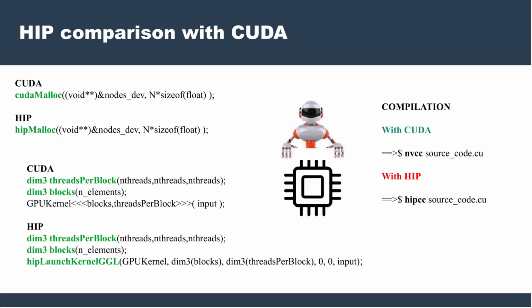HIP and CUDA share syntactic similarities, making porting straightforward. For memory allocation, use hipMalloc instead of cudaMalloc. Kernel launches in HIP require hipLaunchKernelGGL, differing slightly from CUDA's syntax. Compilation also varies. Use hipcc for HIP, compared to nvcc for CUDA. These differences highlight the need for careful attention when transitioning between the two platforms.